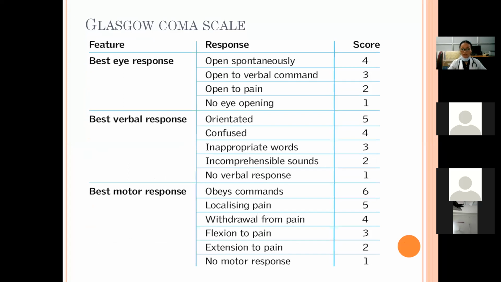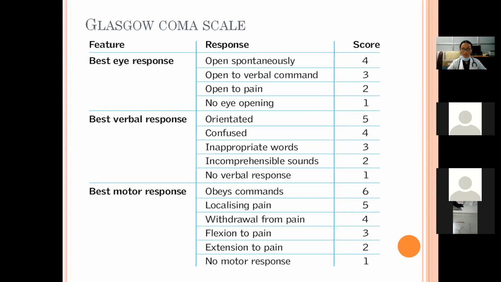So just elaborating the Glasgow Coma Scale, you all must be aware of this, must have read this already, but still just elaborating it again. The Glasgow Coma Scale has 3 components: the best eye response, the best verbal response, and the best motor response. Each of these gives points. There are 15 points in total, and each of these will give 1 point for that level.